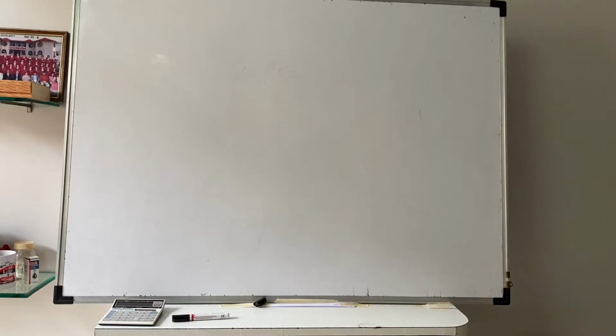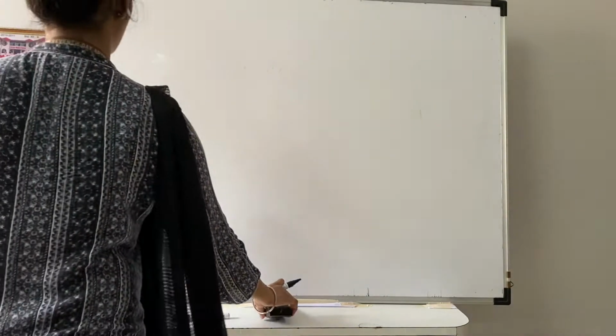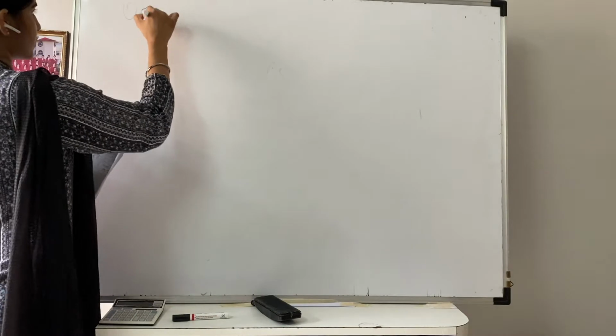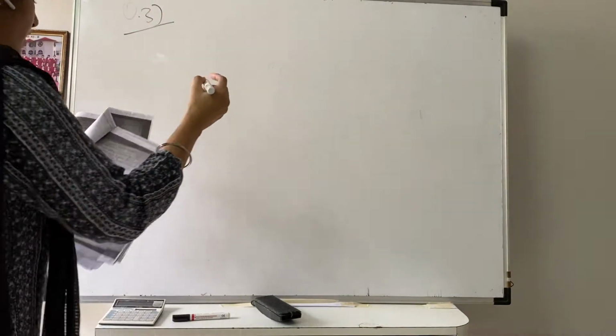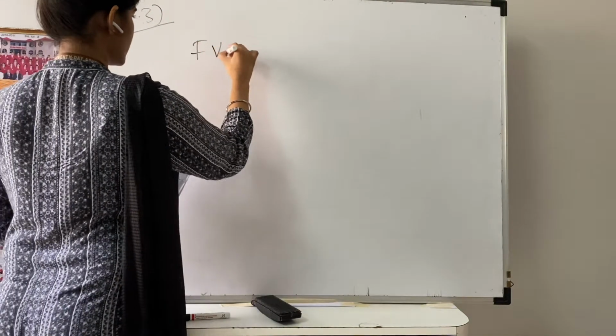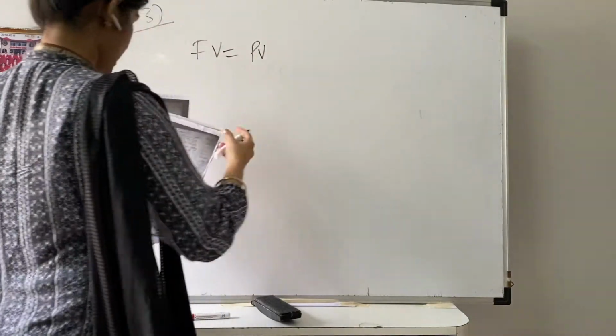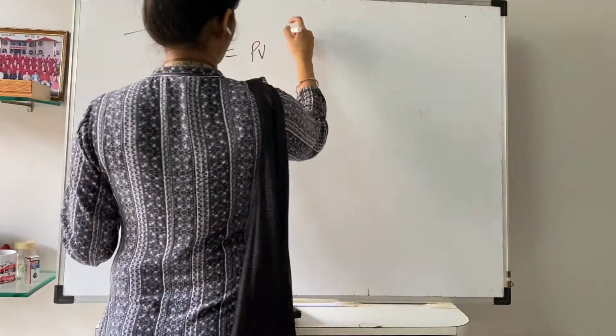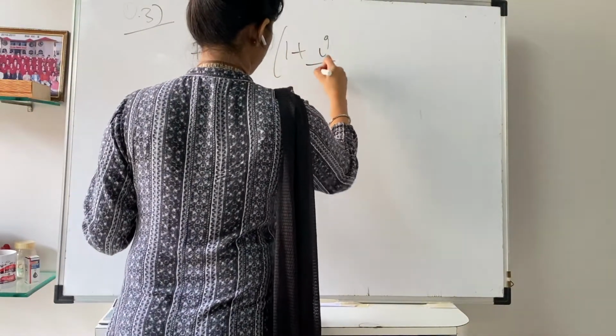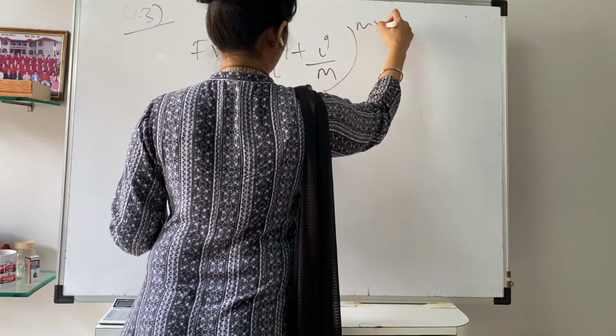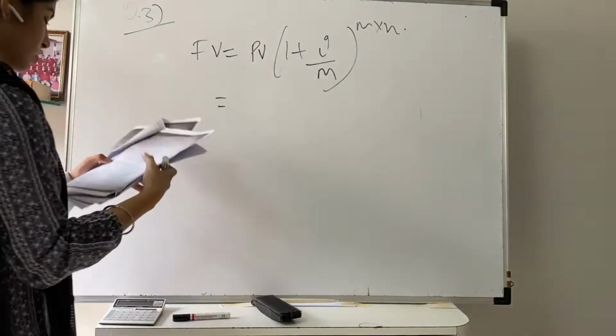Okay, we'll put the formula first. Starting with the formula, we'll make a revision also of the formula with this sum. Question number 3. Formula is future value is equal to present value in bracket 1 plus i upon m bracket close, m into n. Read the question thoroughly.